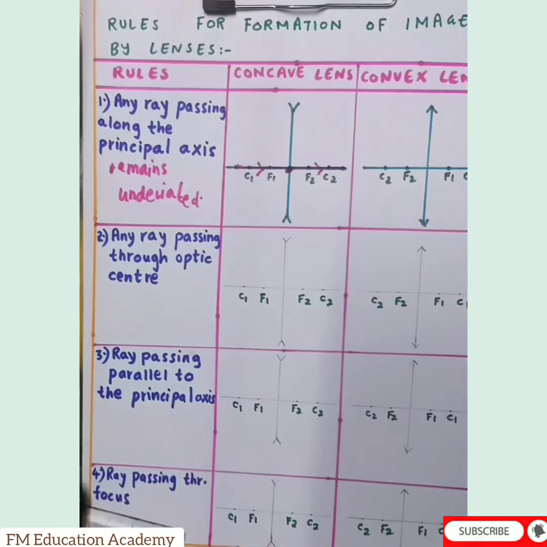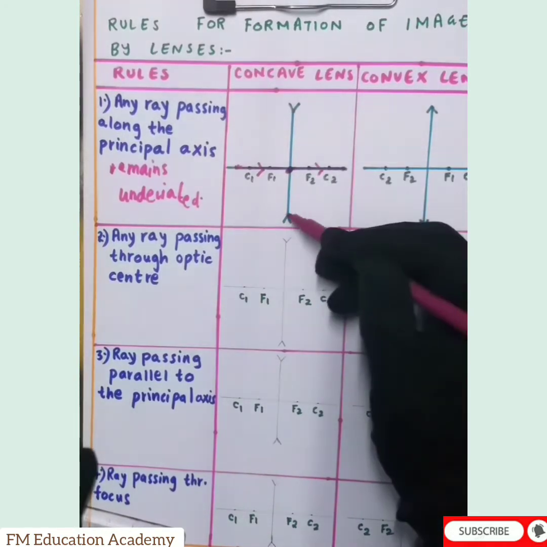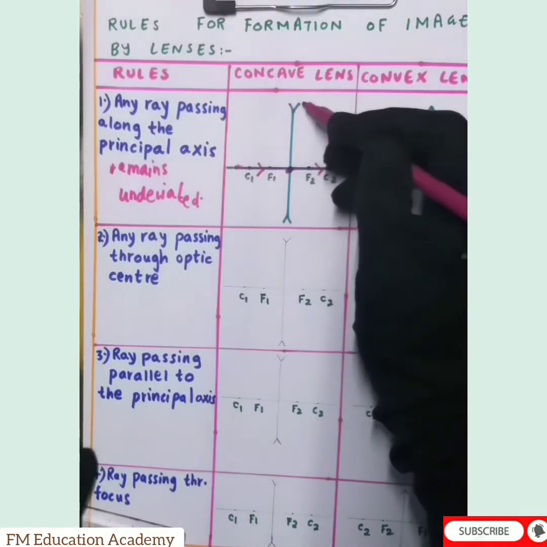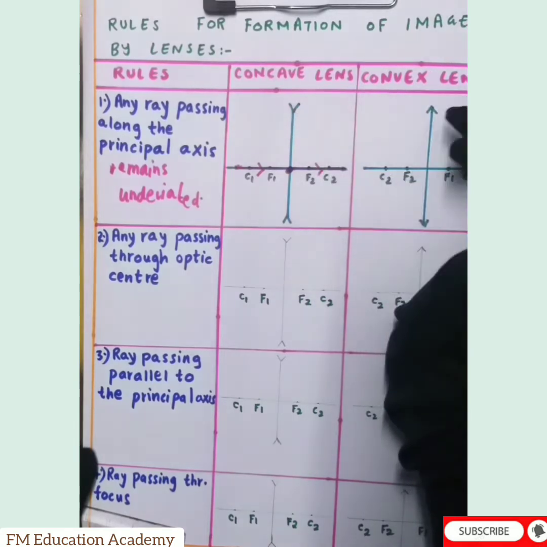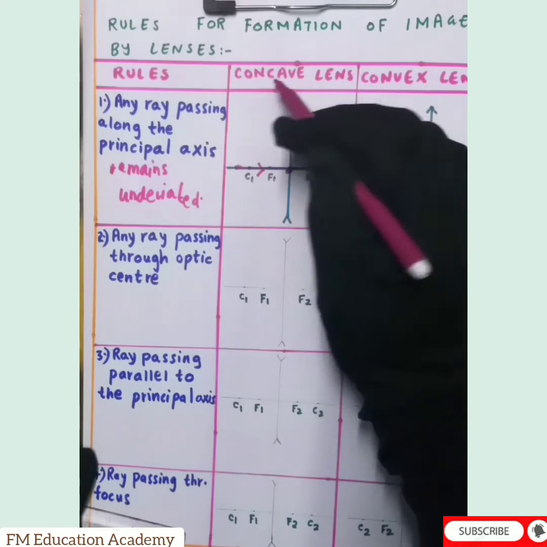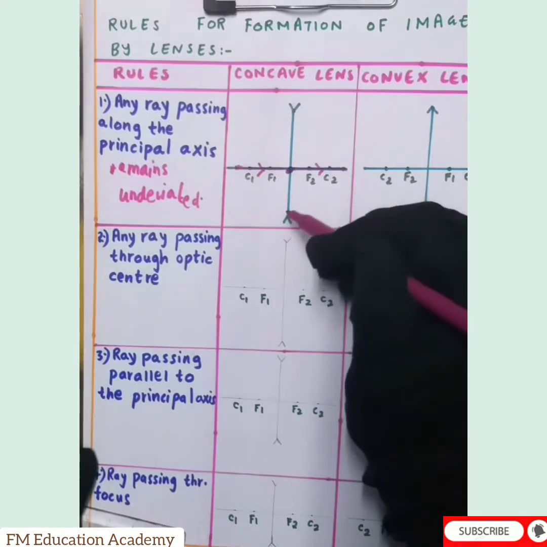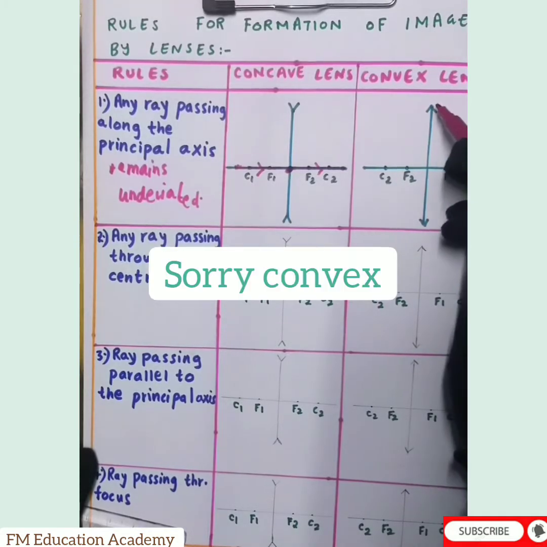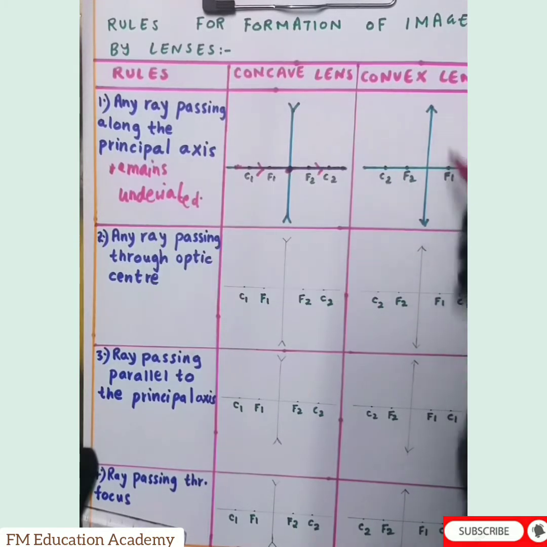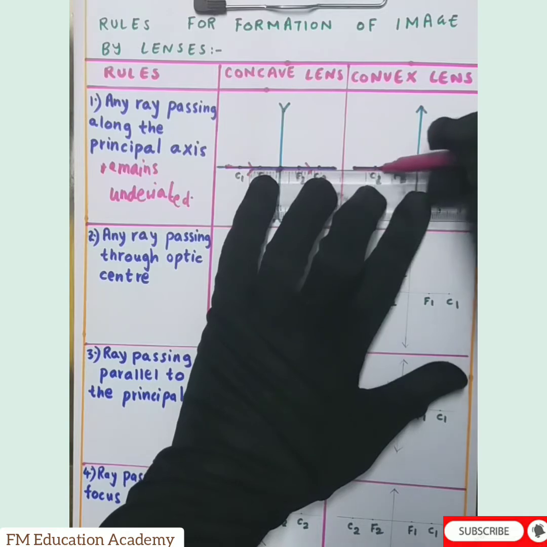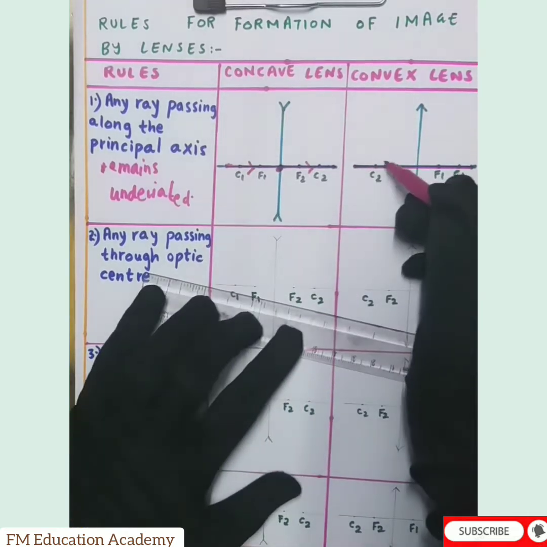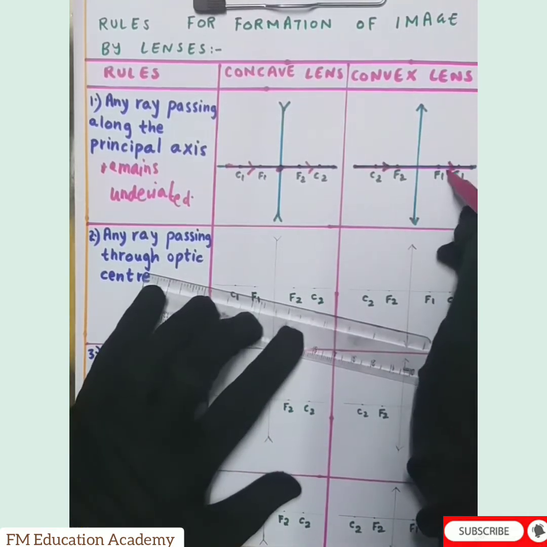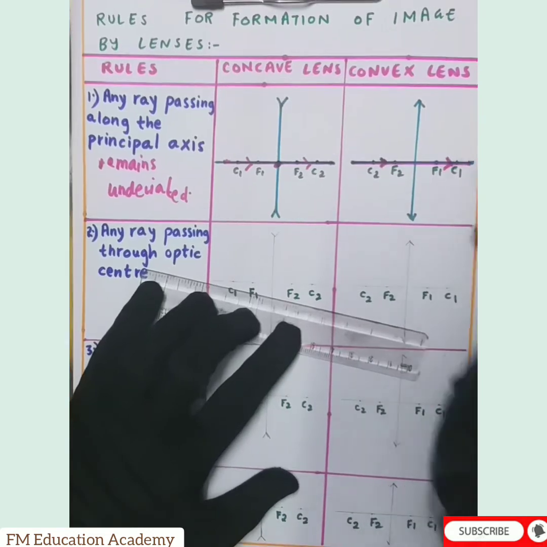And one more point I want to say is that a convex lens is indicated by these arrows. Since they are pointing outwards, they will be called outward arrows. So remember, the concave lens notation is an inward arrow and the convex lens notation is an outward arrow. A ray is coming, it will pass through the principal axis undeviated. Always remember to draw the arrows, they are very important.